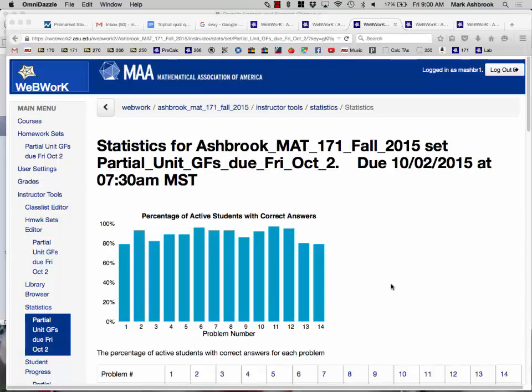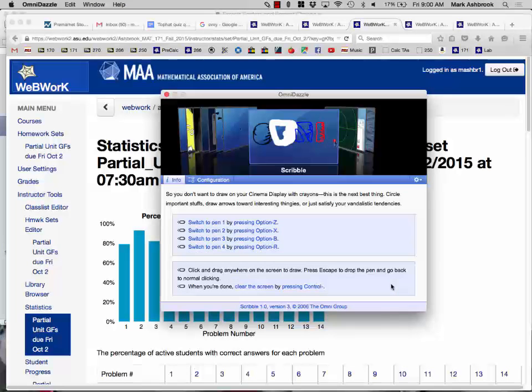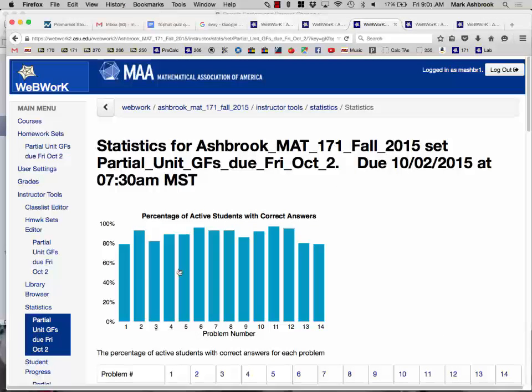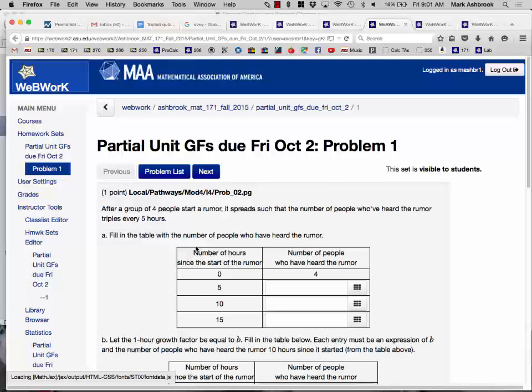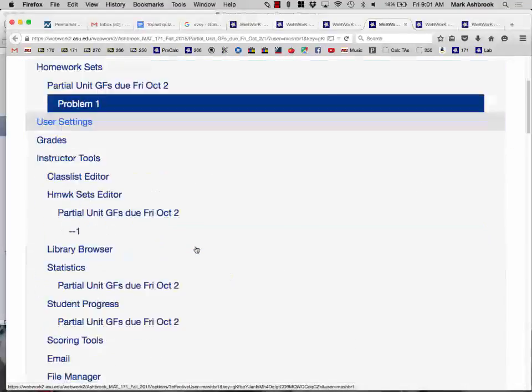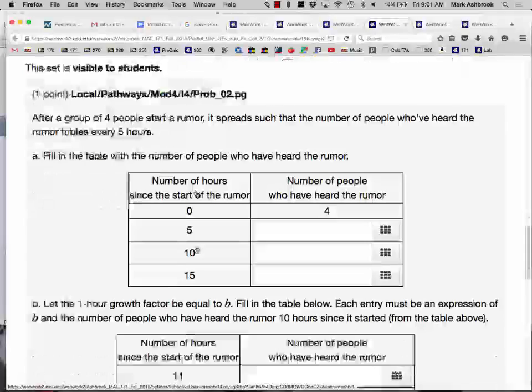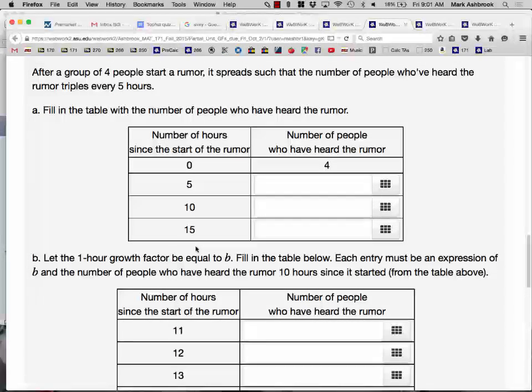Okay, so for the web work, let's look at number one. As far as number one is concerned, we did two examples very similar to this in class on Wednesday. So if you were lost on this, then you didn't catch it, and then I posted the video. But we'll just get this one started because it's really important. It lays the foundation for what these partial and multi-unit growth factors are.